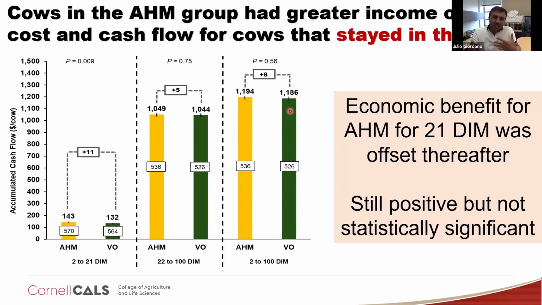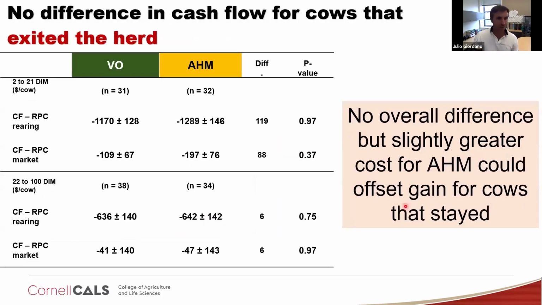So in a way, and just as you would expect, the difference is observed within those first 21 days in milk, which is when we see the greatest difference, or the only difference, in milk production. Again, still positive, still of potential value for commercial farms, but there was not a statistically significant difference, and we have to be cautious with that.